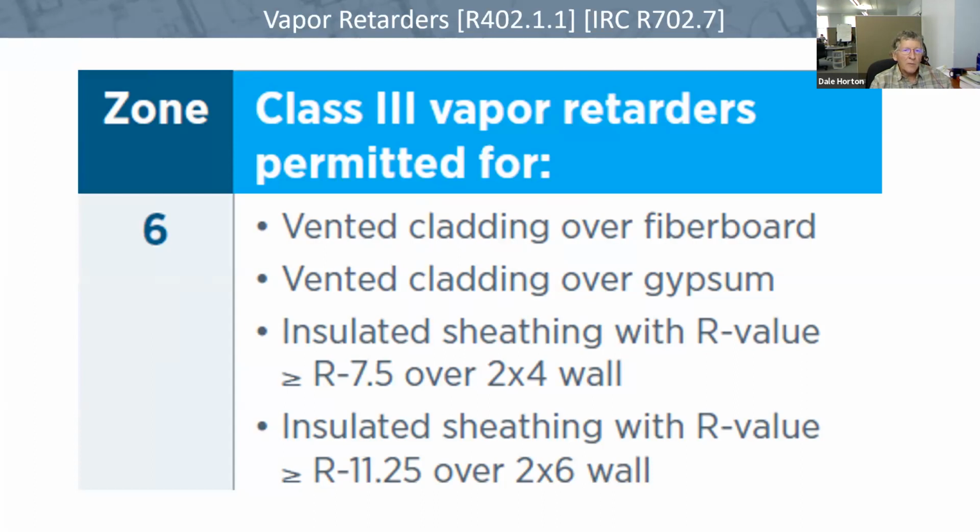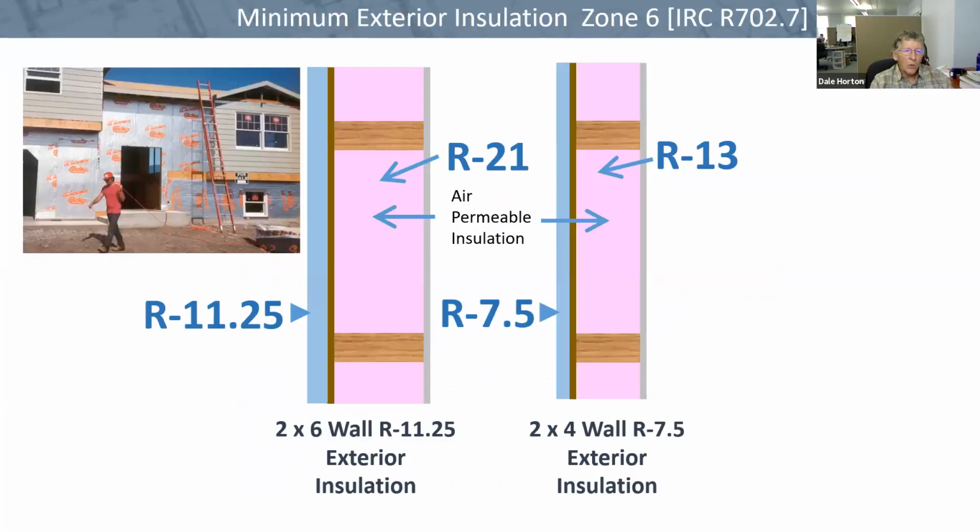The requirement for vapor retarders also allows you to use a class 3 vapor retarder, which means essentially it doesn't stop the movement of water vapor, as long as you have enough insulation on the outside of the wall. And why would that make sense? It's because adding insulation to the outside of the wall raises the temperature of the inside face of the exterior sheathing and minimizes the chance for condensation.